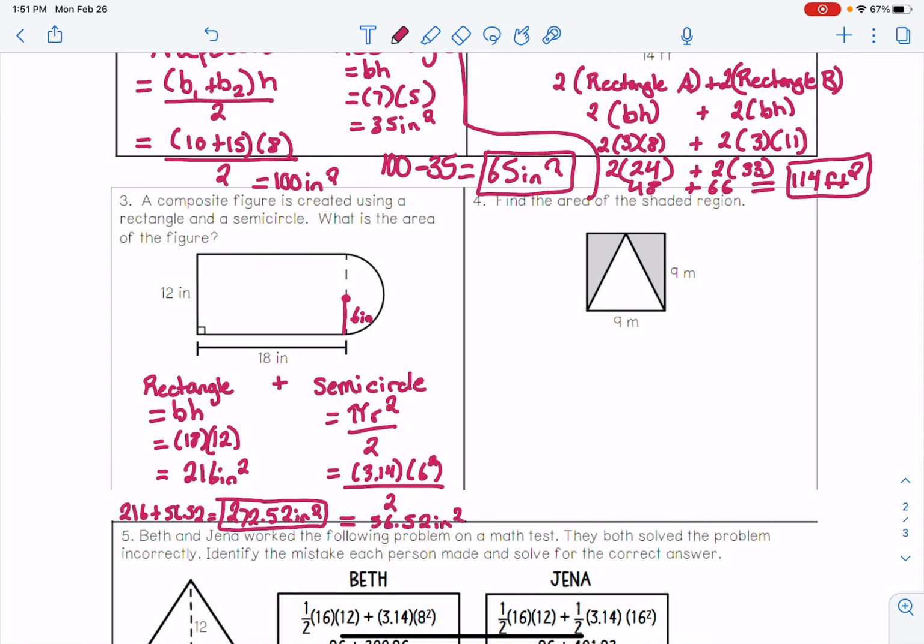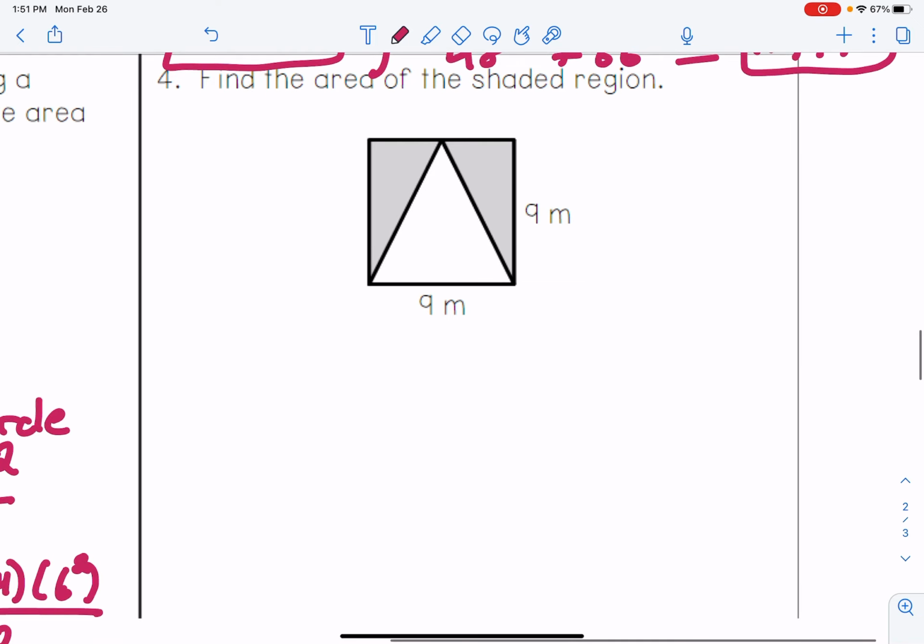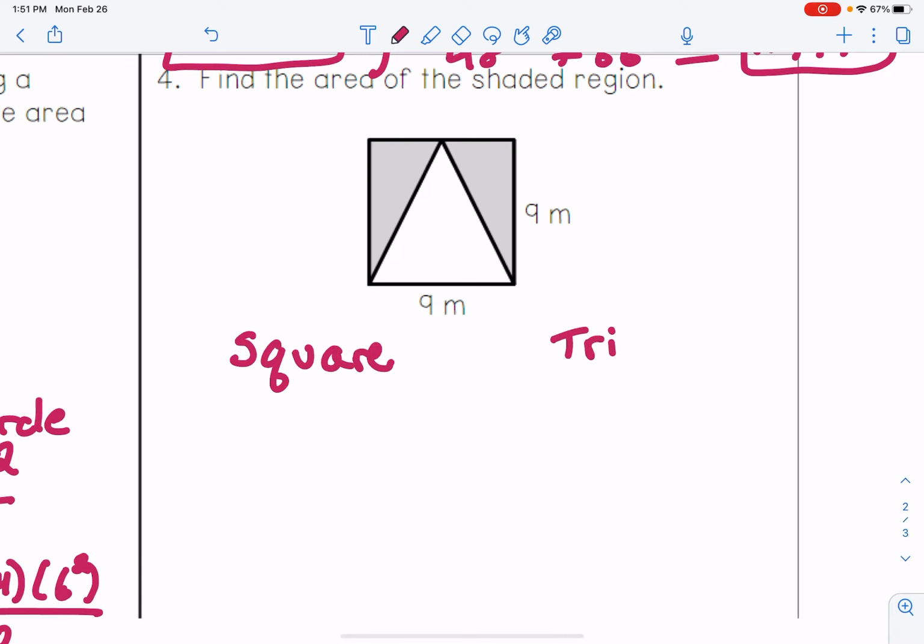All right, let's look at number 4. Find the area of the shaded region. So just like the shaded region problem in number 1, we're going to find the area of the outside shape, and we're going to subtract the area of the inside shape. So the outside shape is a square, and the inside shape is a triangle, and we're going to subtract the values of the areas.